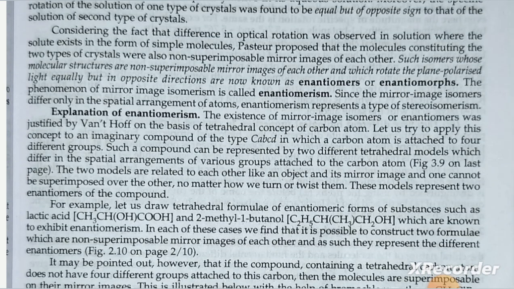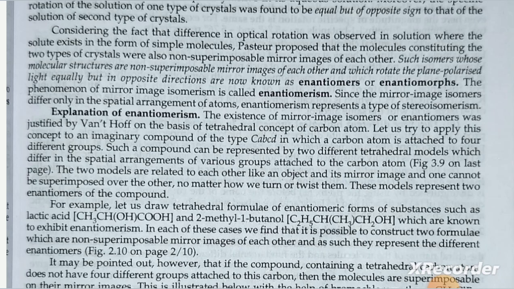Considering the fact that difference in optical rotation was observed in the solution where the solute exists in the form of simple molecules, Pasteur proposed that the molecules constituting the two types of crystal were also non-superimposable mirror images of each other. Such isomers, whose molecular structures are non-superimposable mirror images of each other and which rotate the plane polarized light equally but in opposite directions, are known as enantiomers or enantiomorphs.